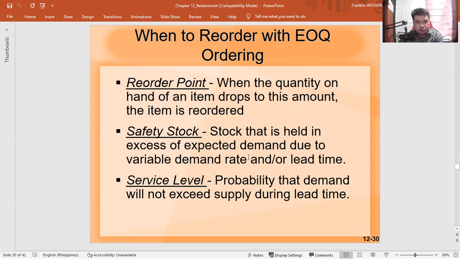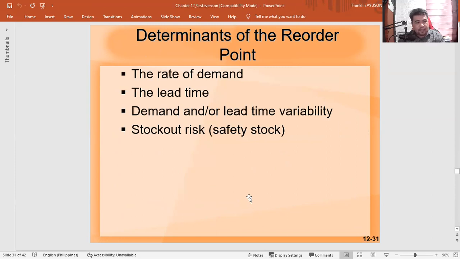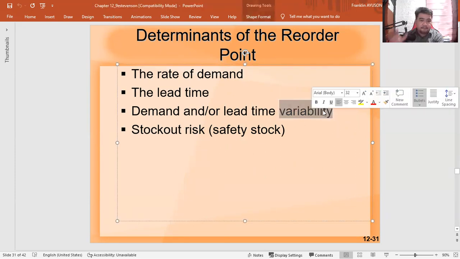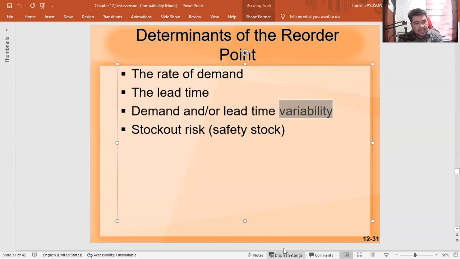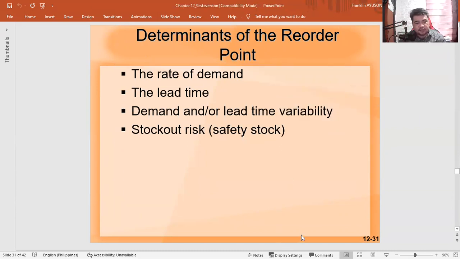Later on we'll do some illustration. And of course the service level. This is the probability that the demand will not exceed supply during our lead time. So the determinants of our reorder point: number one is the rate of demand, number two is the lead time, another is the demand or lead time variability, the term variability meaning change, and stock out risk or safety stocks.